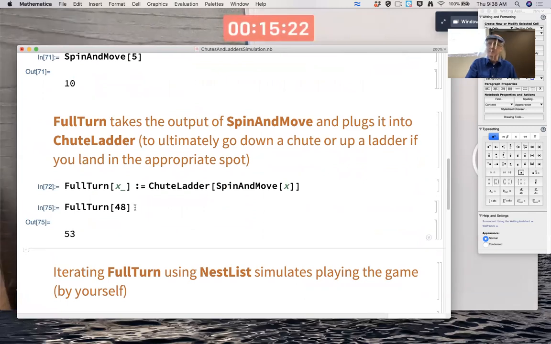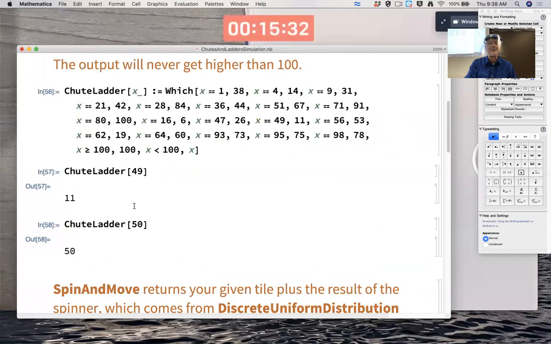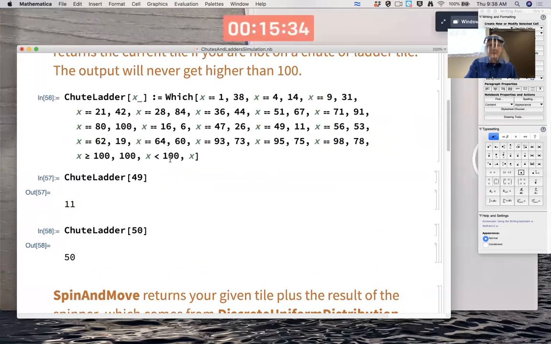I got a 67. There must have been a ladder that went up as well. Come on. There's an 11. One of the outputs was 67. What was it, 67? That must have been some ladder. Yeah, if you get a 51, you go up to 67.